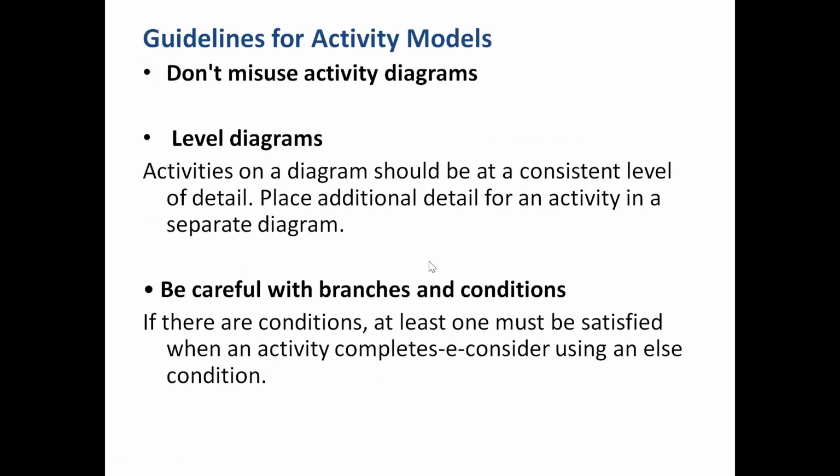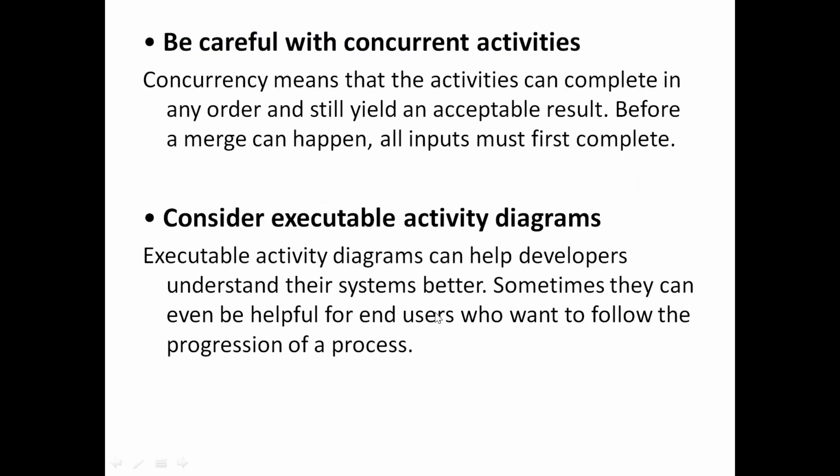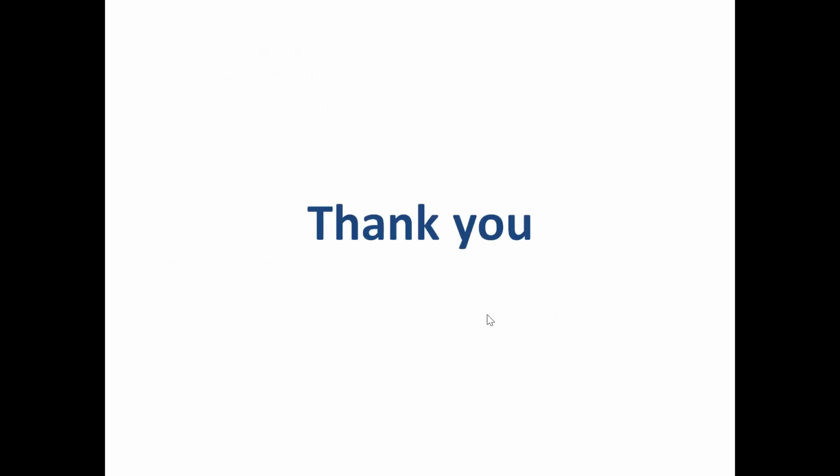Just a recap on that. Don't misuse activity diagrams, level diagrams. Be careful with branches and conditions, with concurrent activities, and consider executable activity diagrams, right? So in this chapter 7 of interaction modeling, we basically dealt with the three abstract levels under the interaction modeling, that is use case, activity and sequence models, right? And we discussed the guidelines for each, and the significance of each diagram, right? So in the next chapter, we would be going ahead with advanced interaction modeling, where we would be seeing some advanced concepts with respect to this chapter, right?